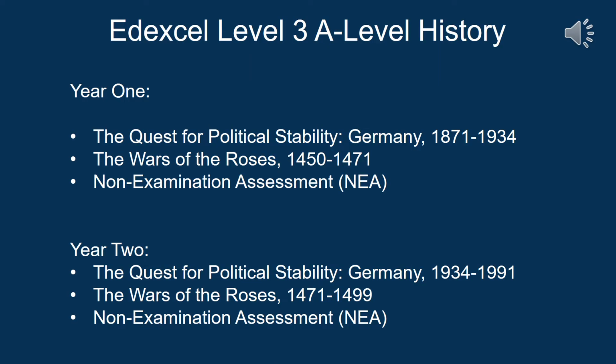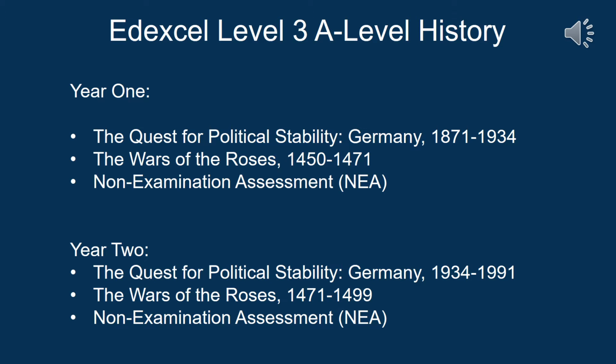A-Level History at USP College is run through the exam board Edexcel. In total, we studied 2 exam topics and then 1 piece of coursework or non-examined assessment. The 2 topics for the exams are Germany, the quest for political stability, and the Wars of the Roses. We split both of these topics over the 2 years.